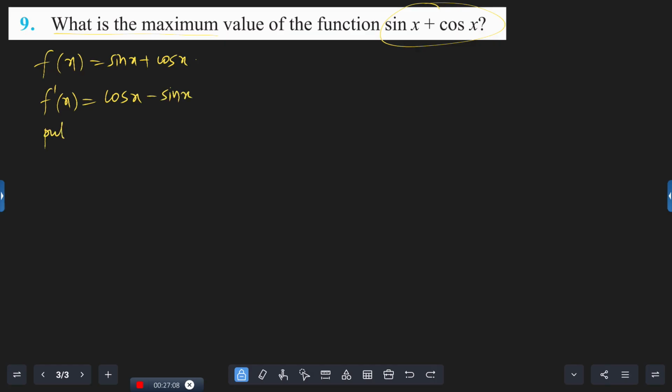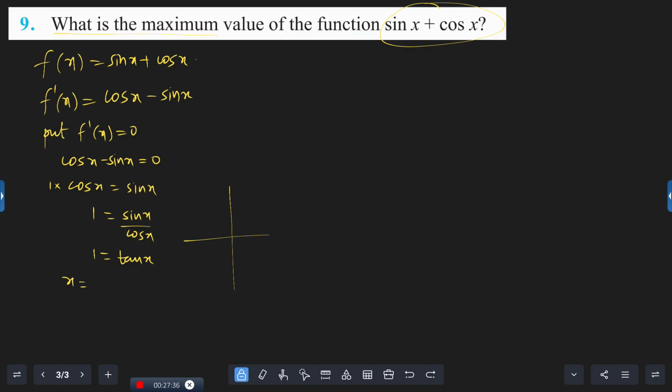Put f dash of x equal to 0. So cos x minus sin x equals 0. Cos x is equal to sin x. Cos is multiplying with 1, sin divided by cos, you will be getting tan. So tan x equals 1. Tan you will be getting positive in this quadrant and in this quadrant. Only these 2 quadrants you have to consider.